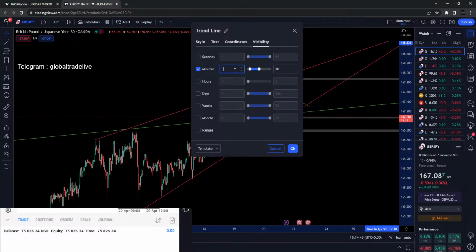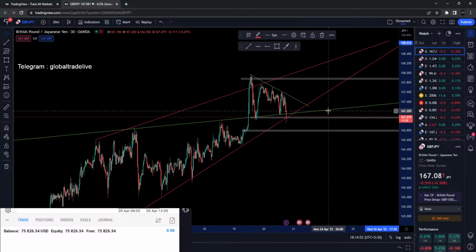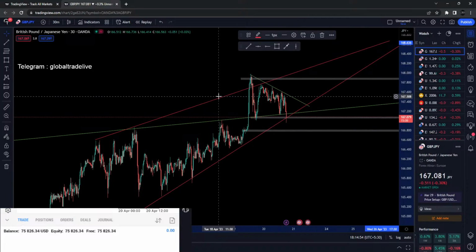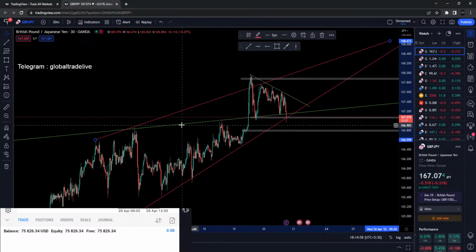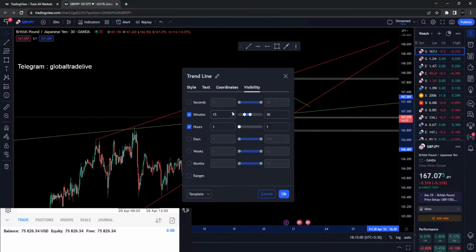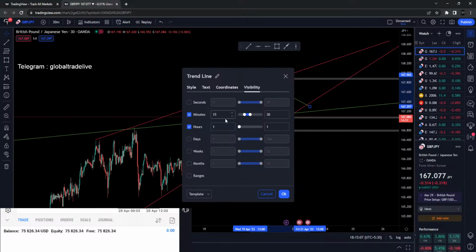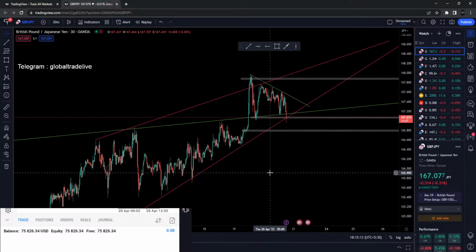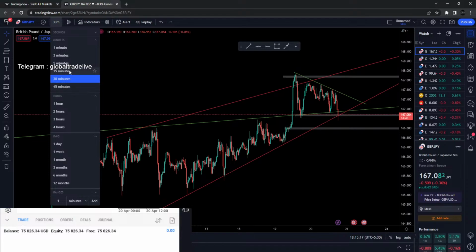I'm gonna remove, okay, 30. After that, this red one over here, 30. Then we have the green one, 30. Then this one over here, 30. Okay, so now the trend line work has been done. I'm gonna go to the 15 minutes now.